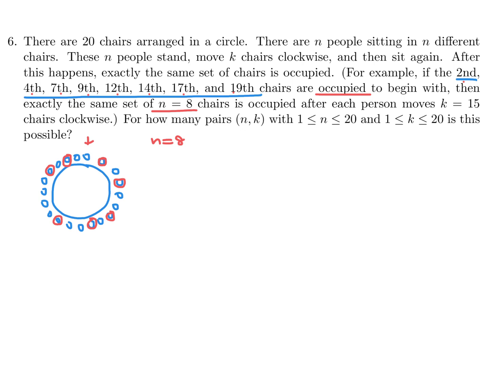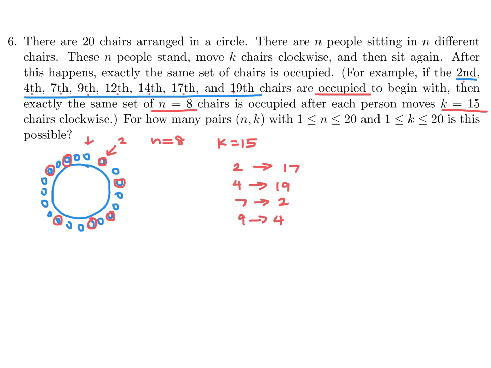And then they're saying this k, what is k representing? K is representing the number of chairs that they move. So k in this case is 15. So what that means is that the person moves 15 chairs. So the person, for example, who is in the second chair, if he moves 15 chairs, he will end up in seat 17. Got it? The person in 4 will end up in 19. The person in 7 will end up in 2, right? Because he's going around. And so on.